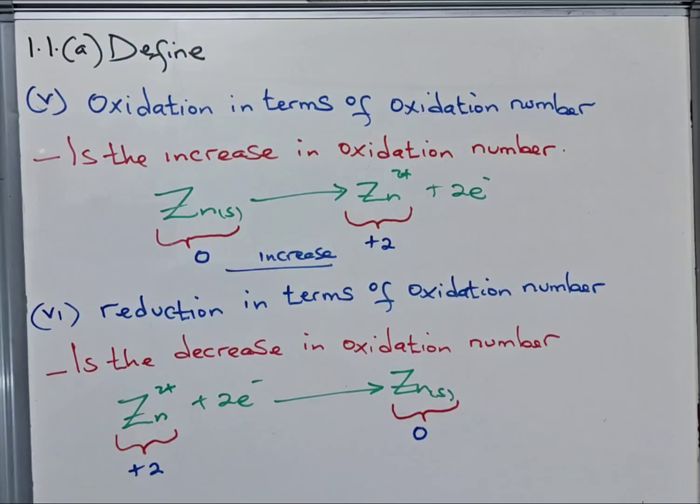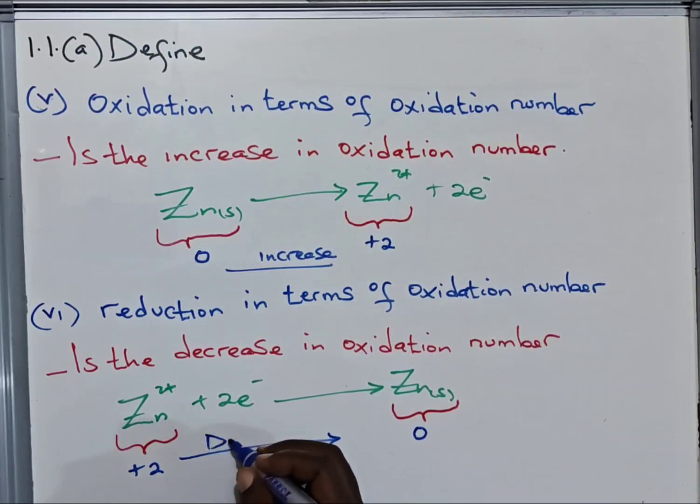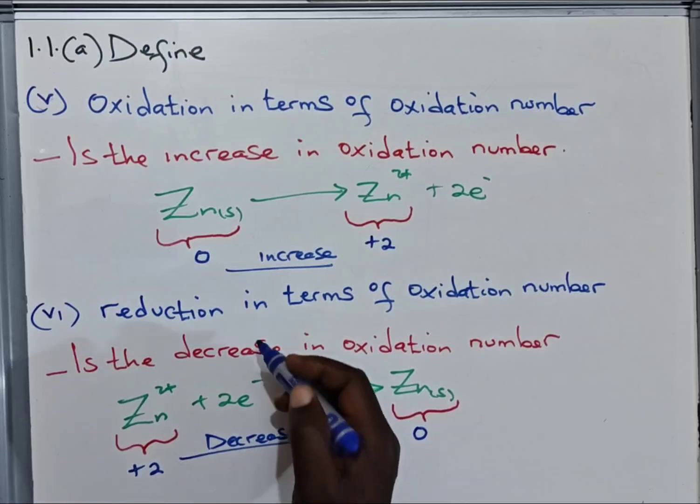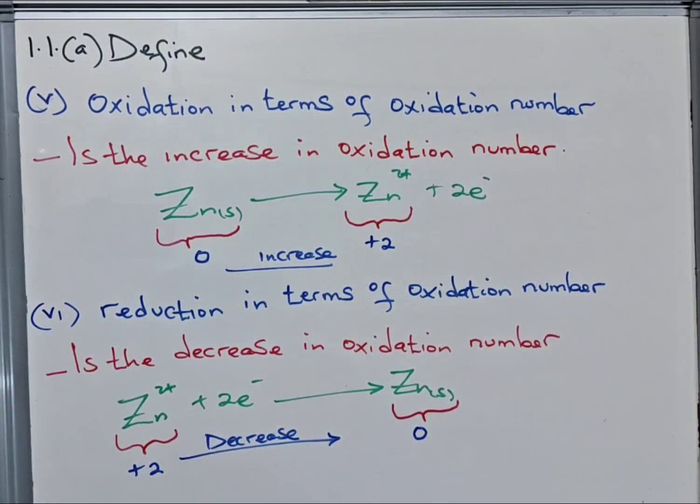I need to remind you that solids, liquids, and gases have oxidation number 0. So it was +2 initially. Now it is 0. So how do you describe this one? It's a decrease. And that's the decrease we are talking about there. So what you are observing here is reduction.